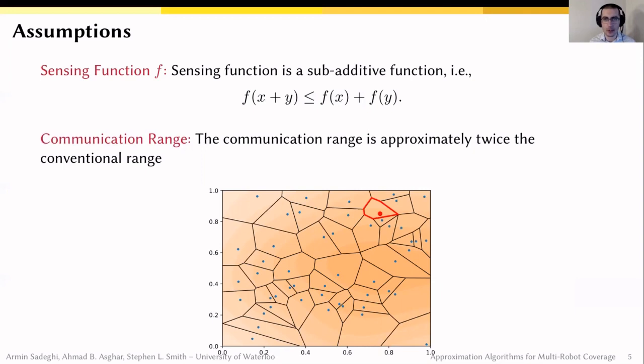The second one is the communication range. The communication range is approximately twice the conventional method. In the conventional method, each robot is a neighbor of another robot if they share an edge of their Voronoi cell. So consider this case, this is a convex environment, the robots are shown with dots, and the Voronoi partition of the environment is shown. In the conventional method, the neighbors of the red robot are shown by the green robots.